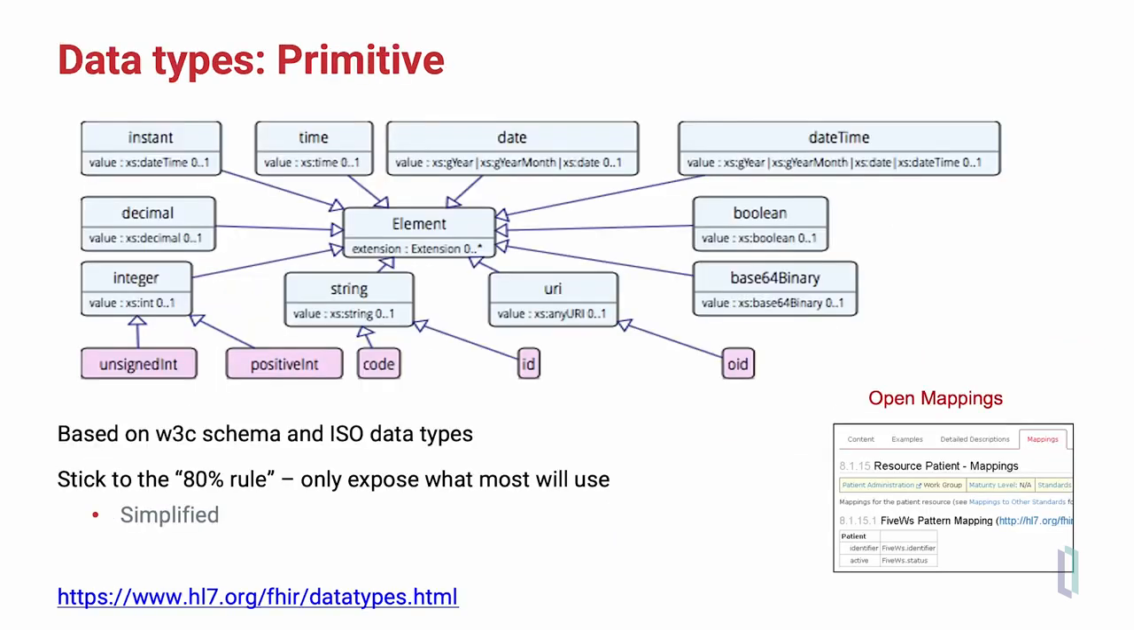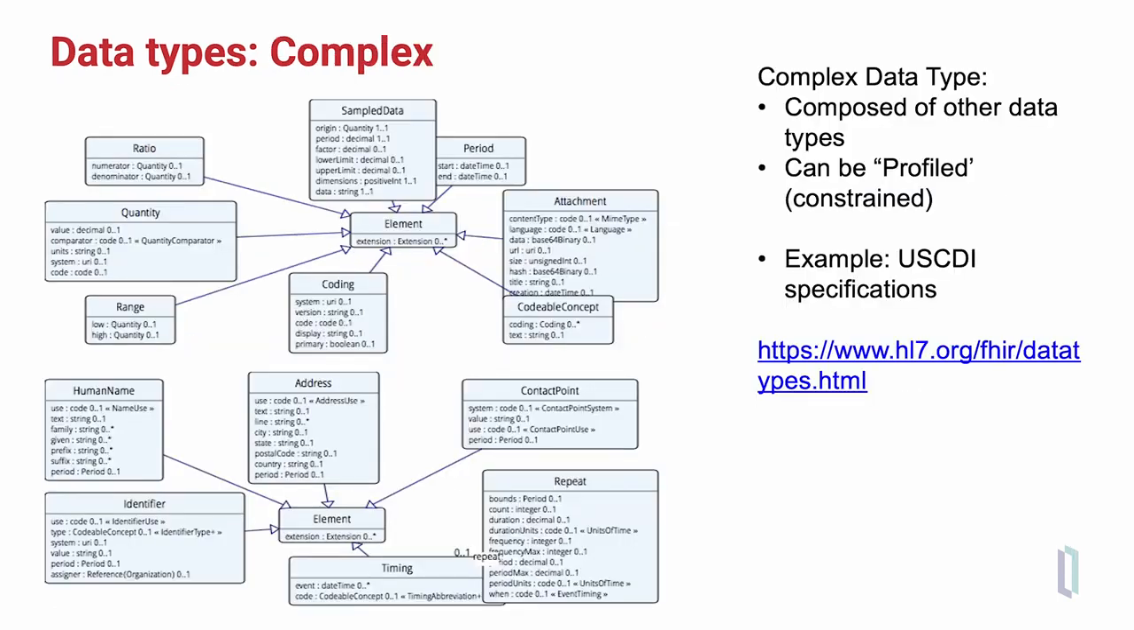The simplest of data types include the primitive data types, such as time, date, and text strings, integers, and binary representations of data, as well as a number of others. These are all based on the W3C schema of the World Wide Web and on ISO, International Standards Organization, data types. There are also complex data types, which are data types that are composed of other data types.